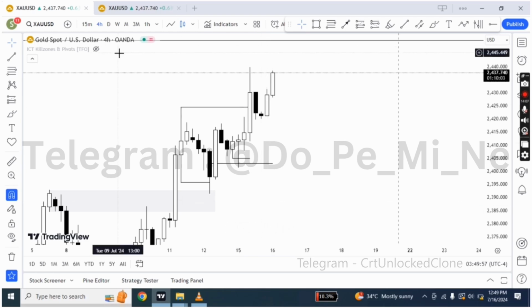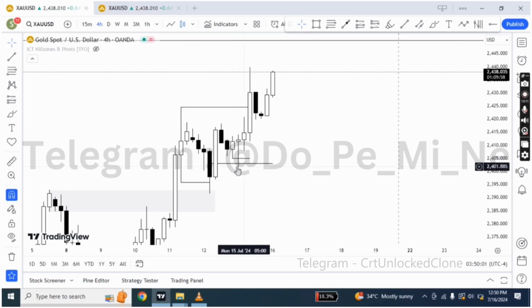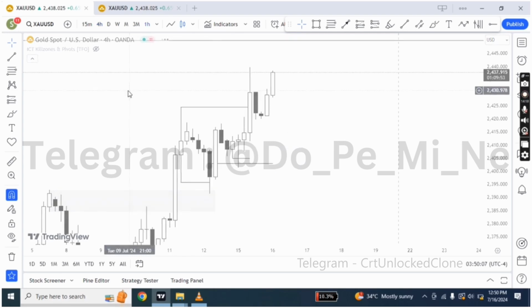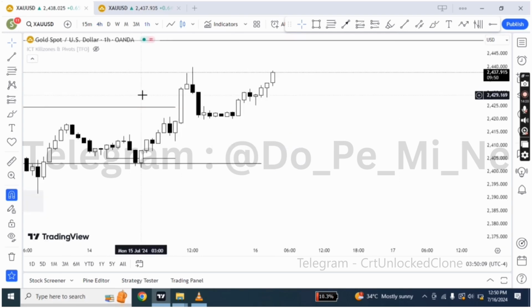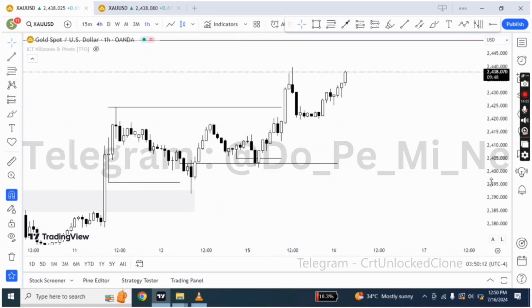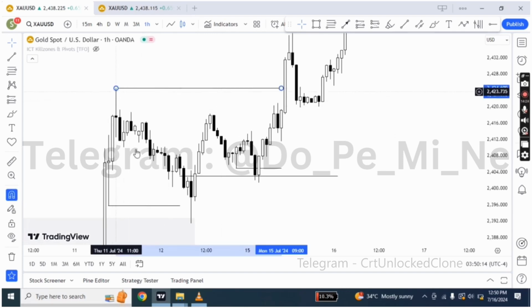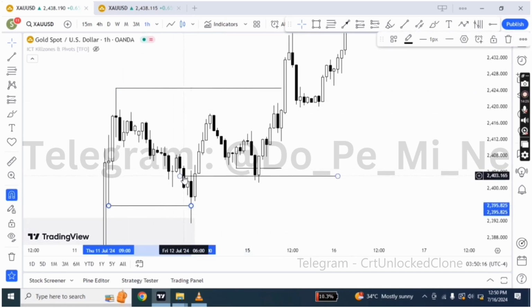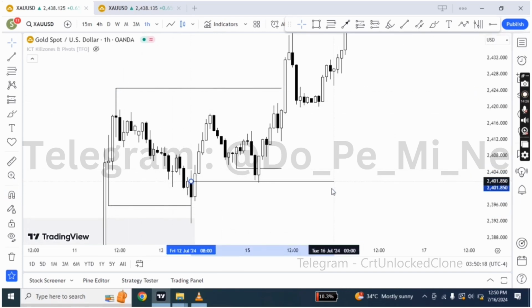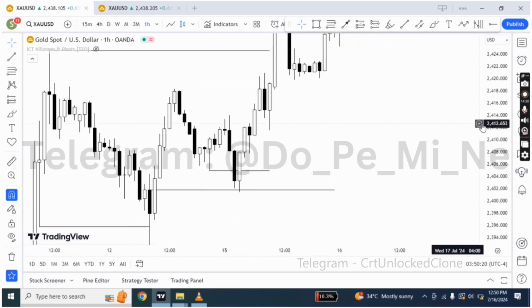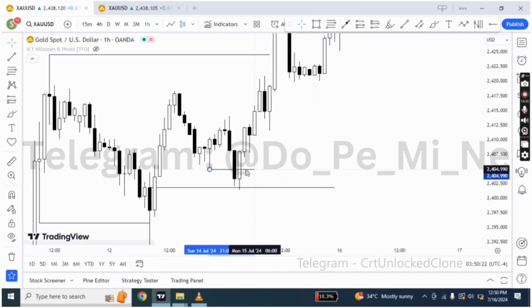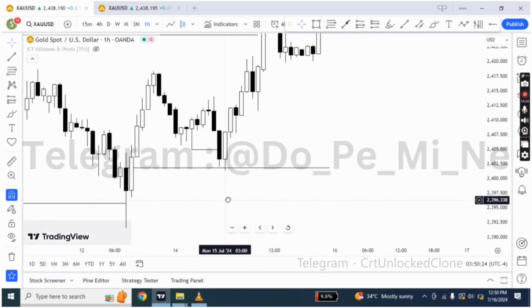So let's recall. Right here we tested this main threshold and we took out this CRT low, and this 4-hour CRT was purged. And now we can start looking for trade ideas, and we can start looking for our lower time frame entry on the 15-minute. But before we do that, we're going to go down to the 1-hour time frame, which is our intermediate time frame, and we will refine this trade idea even more, and we're going to see what price is telling us on that particular time frame.